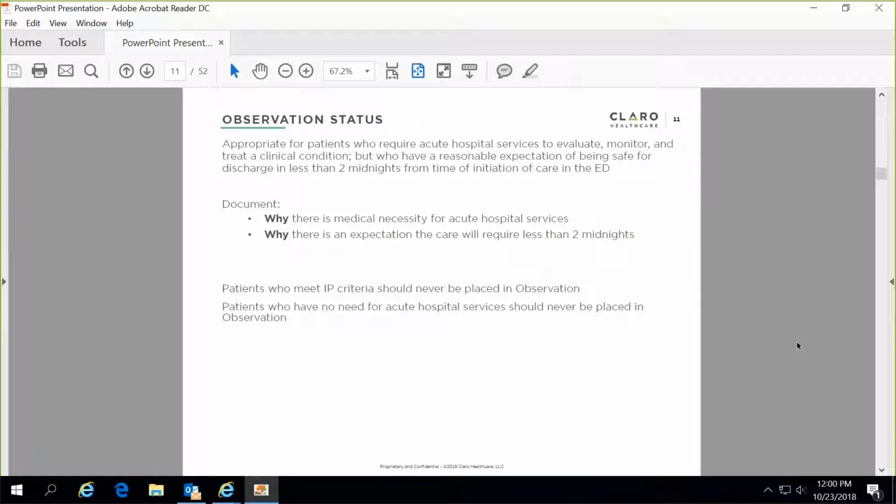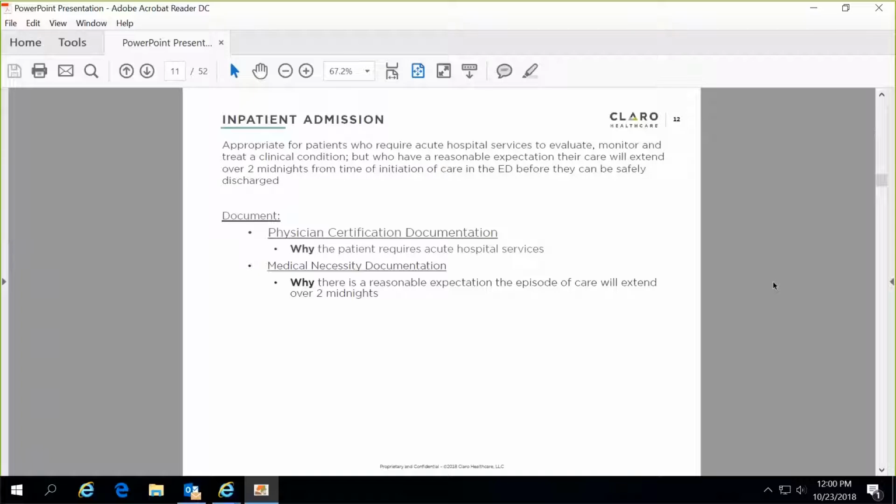Patients who meet inpatient criteria should not be placed in observation, so they're not in the wrong status. And patients who have a need for acute hospital services should never be placed in observation. Patients with no need for inpatient services should not be in observation either. So observation is not the dumping ground for those patients. For inpatient admission, that physician certification has to be there to support that.